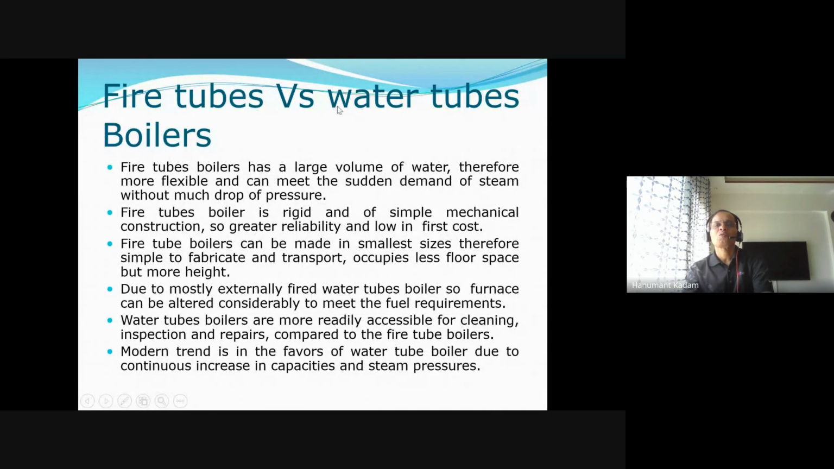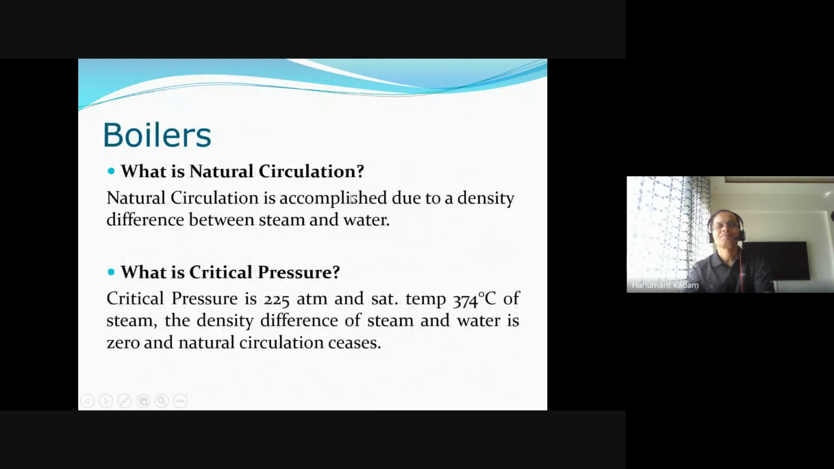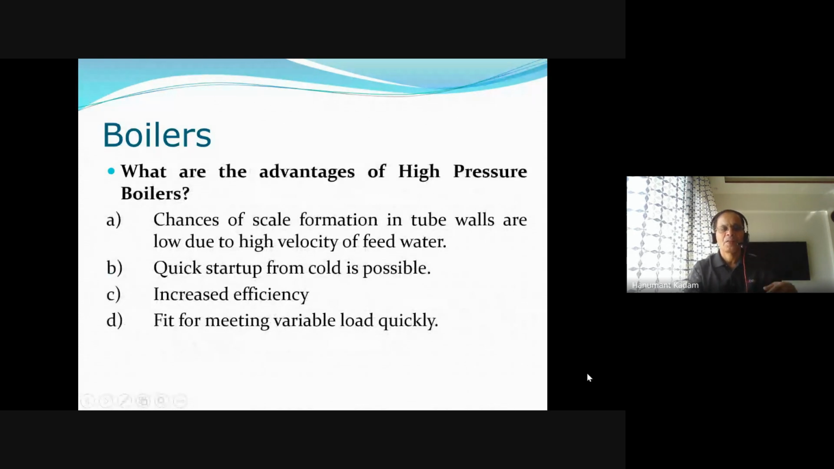So, as I told you, water tube boilers. In boilers, natural circulation is accomplished due to the density difference between steam and water. So water is circulated in the tube by steam, due to density differences. And you see here what the critical pressure is. Critical pressure is 225 atmospheres, and the saturated temperature of steam is 370 degrees.